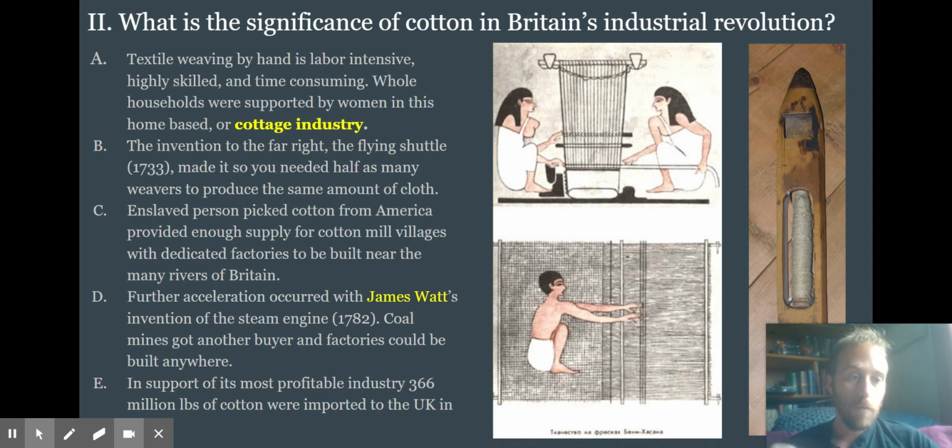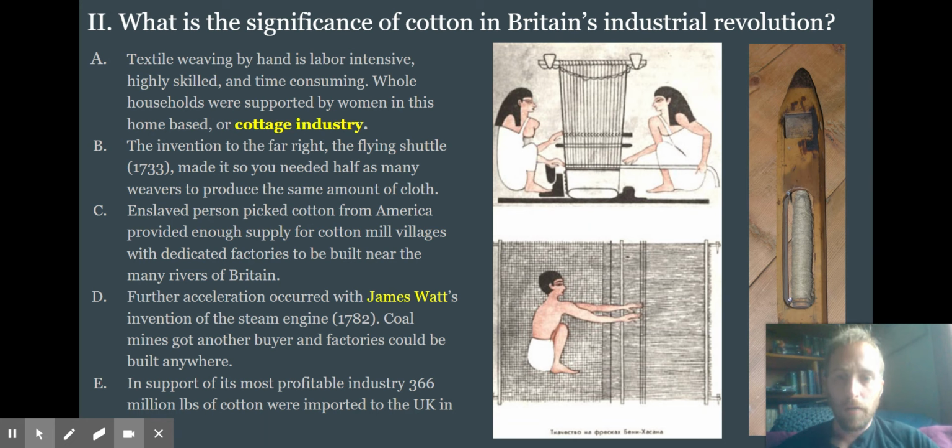And so, luckily or unluckily, depending on how you want to view the history of it, there's a large supply of cotton grown in the Americas that is able to be purchased for cheap because it's grown by enslaved people. And so mill villages pop up with all these unemployed workers who are now working with flying shuttles. And so they're doing this much faster process using American grown cotton. And so villages are built strictly for factories all around the country.